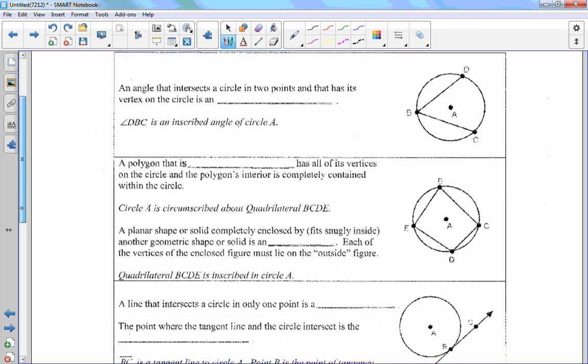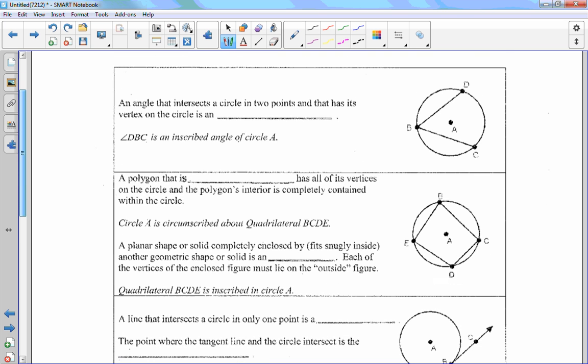Now we have a different type of angle. Is the vertex of this angle located at the center? No. So the vertex is moved. When the vertex is on the circle and extends to two other points on the circle, it's no longer a central angle. Notice the angle is on the inside of the circle. We have a word for that we learned before. It's called inscribed. This is an inscribed angle.